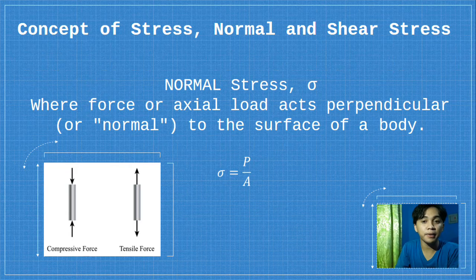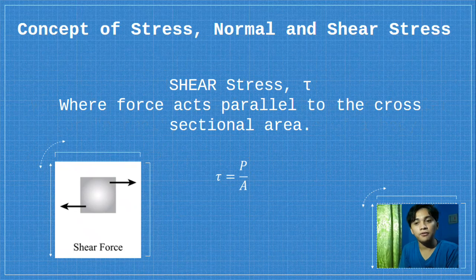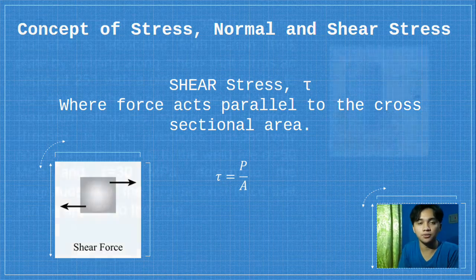When the force acts perpendicular or normal to the surface of a body, it exerts a normal stress. A positive sign indicates a tensile stress, while a negative sign indicates compressive stress. Now, when a force acts parallel to the surface or cross-sectional area, it exerts a shear stress. The equation for the shear stress is shown.